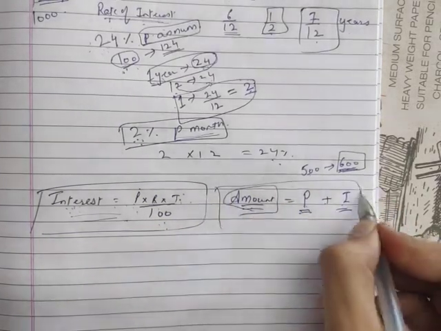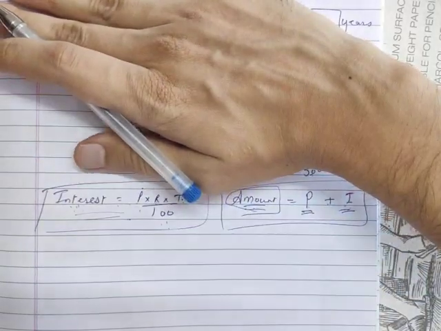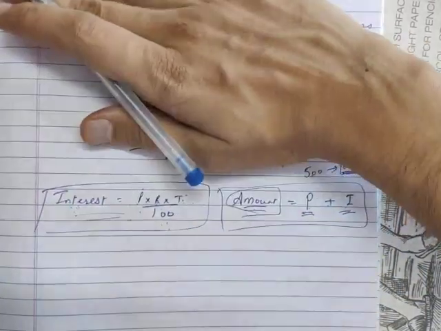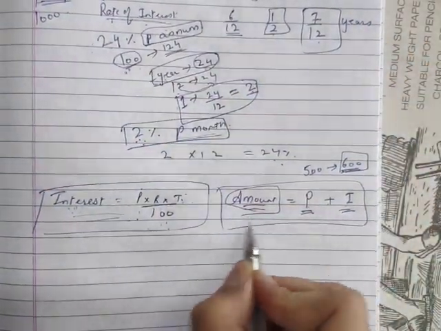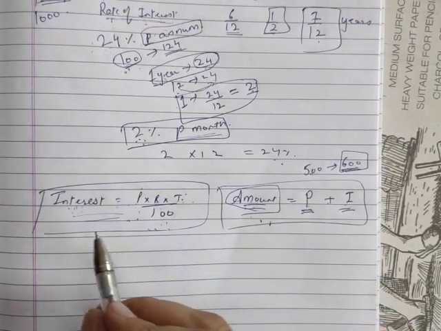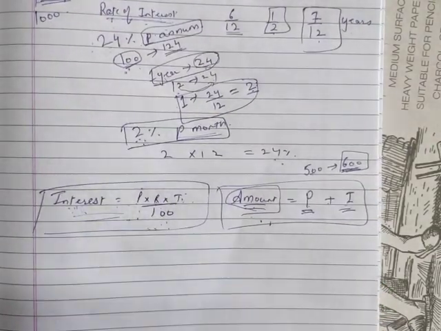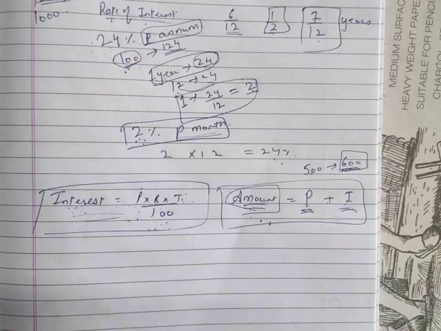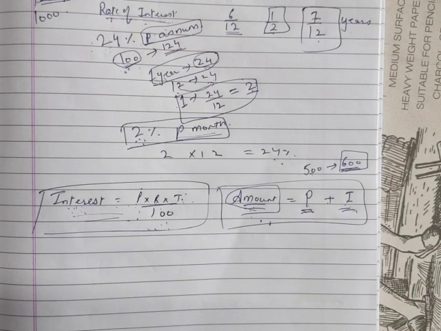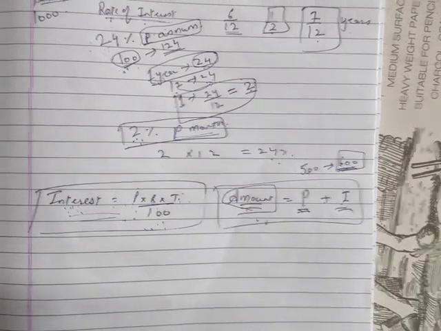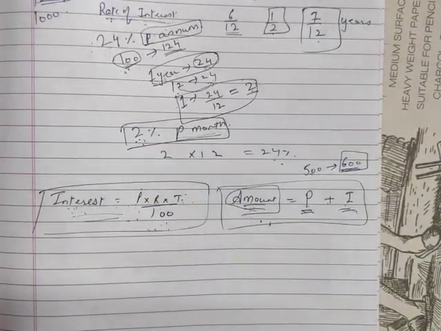So two important formulas, my dear. If you're not so conveniently clear with this, no problem, but you can't escape these two formulas, you should know. Interest is PRT upon 100, amount is P plus I. I hope it is clear. Now, I'll take one question based on this.